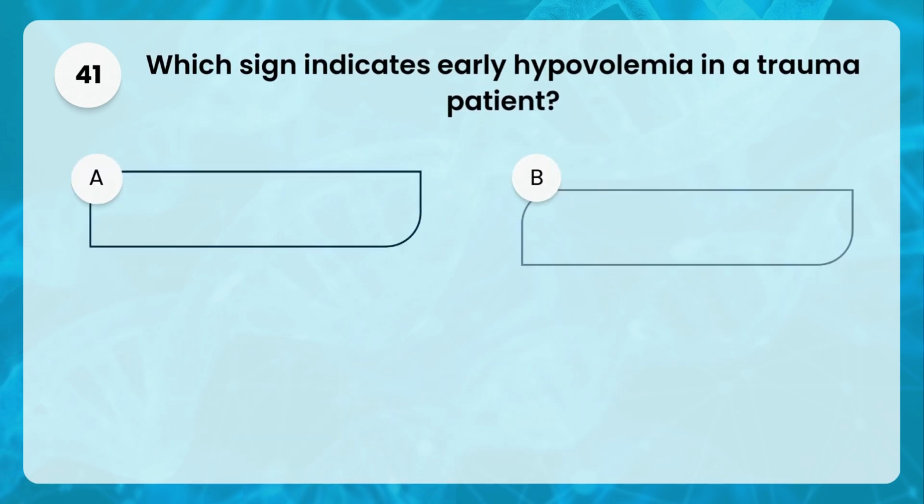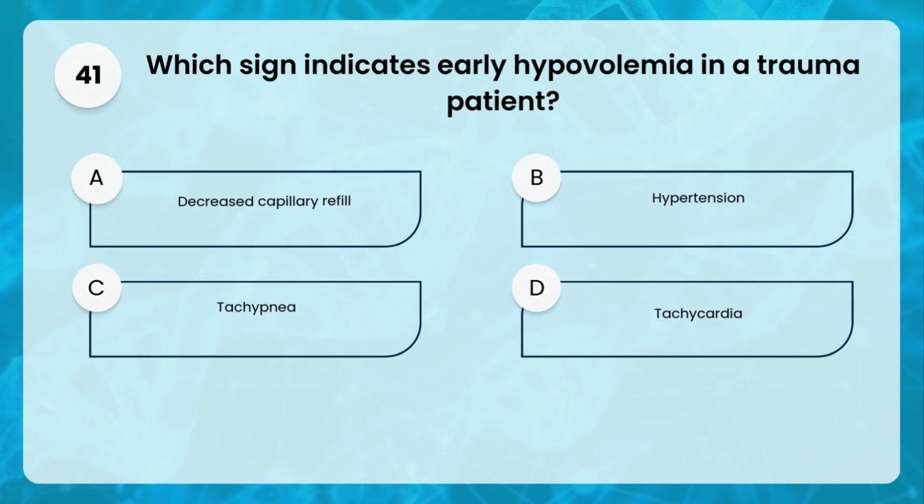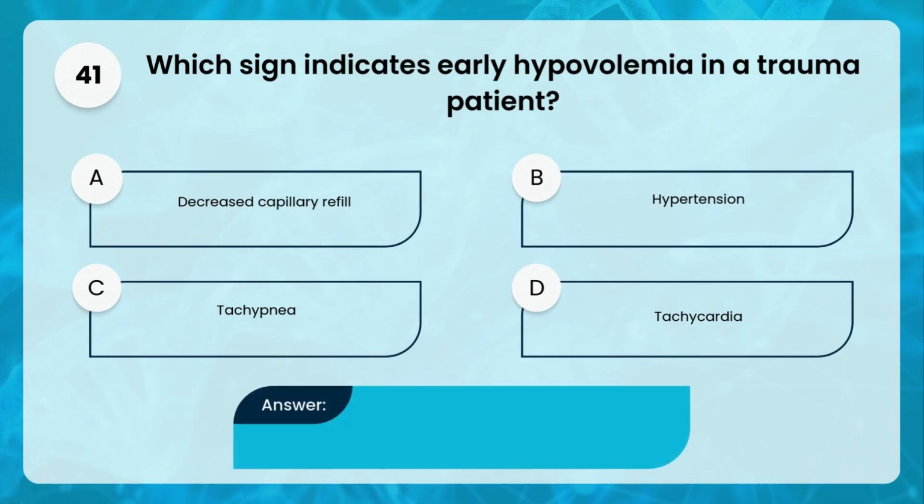Number 41. Which sign indicates early hypovolemia in a trauma patient? A. Decreased capillary refill. B. Hypertension. C. Tachypnea. D. Tachycardia. The answer is D. Tachycardia.